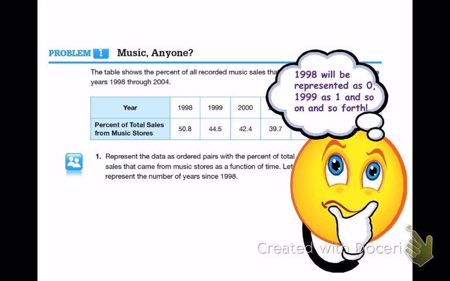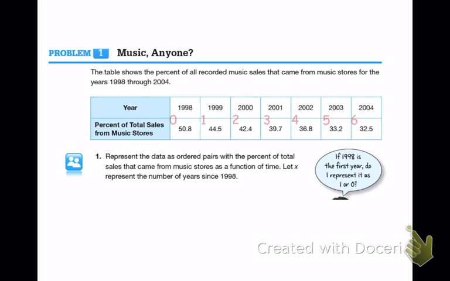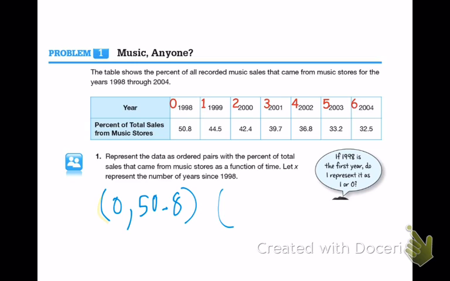So let's go ahead and write that on our actual table just so we can have those numbers in front of us. So 1998 will represent year 0, year 1, year 2, year 3, year 4, and so on. All right, so go ahead and take care of those ordered pairs. 0, comma 50.8, then 1, comma 44.5, and so on. So you're going to write these down. So 0, comma 50.8, and go ahead and do the rest of them. Pause this video as you work on this, and then you can hit play once you're ready to come back to it.